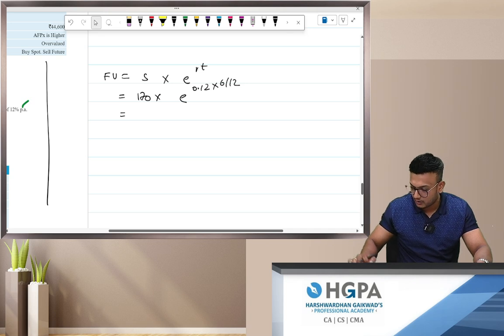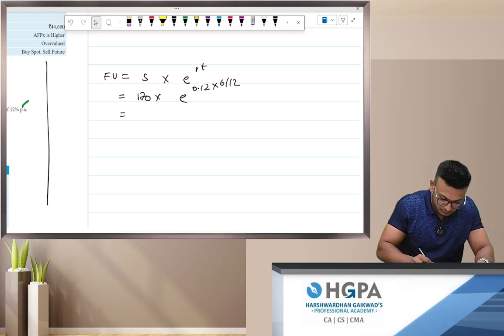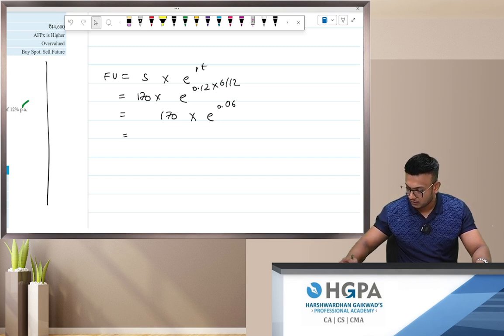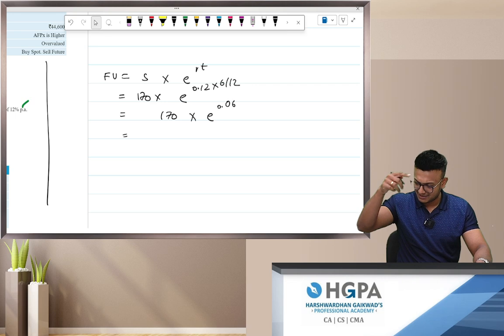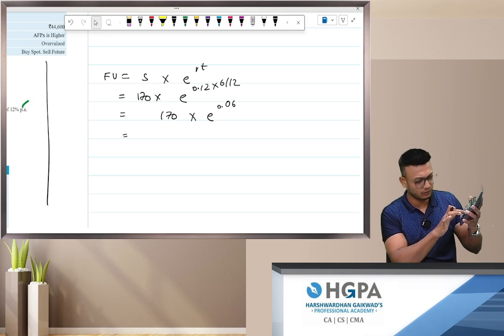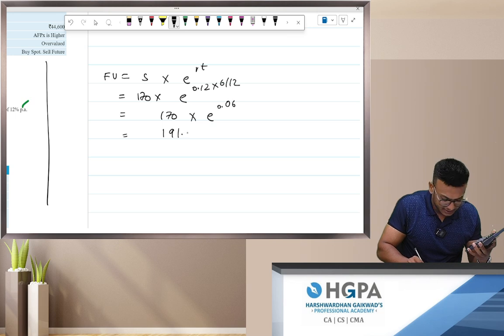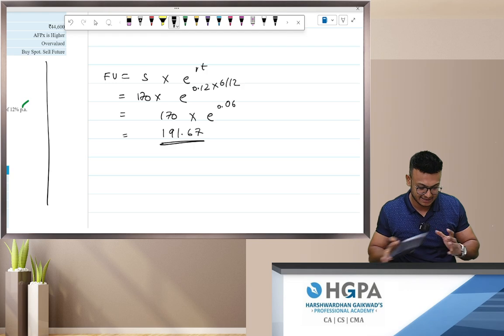Can you show me what the answer is? 0.12 into 6 divided by 12 is 0.06. 170 into e raised to 0.06, that is 2.7183 raised to 0.06, minus 1, into 0.06 plus 1, is equal to 1.061844 something, into 170. So my answer is 191.67. That's my TMP.